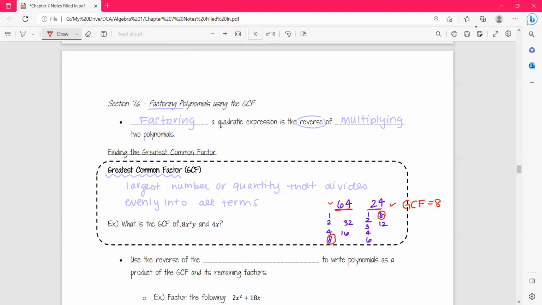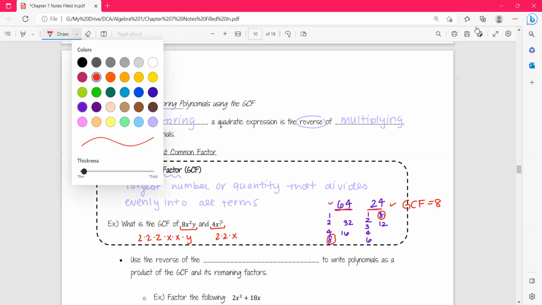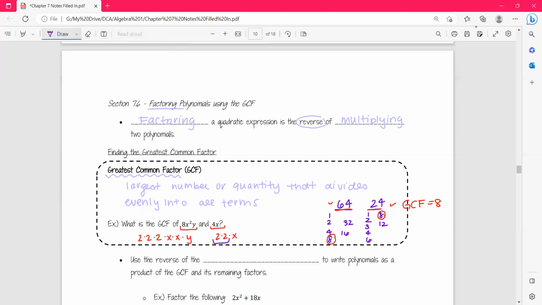Now, if I look at 8x squared y and 4x, how much do they both have in common? We can break it up with the factors. And if I look at 8, I could do 2 times 2 times 2 times x times y. If I look at 4x, that gives me 2 times 2 times x. How much could I take out of both of those terms? I could take 2 2's over here, 2 2's over here, and then just 1x and 1x. And if I put that together, 2 times 2 gives me 4x is my GCF. That's as much as I can take out of both terms.